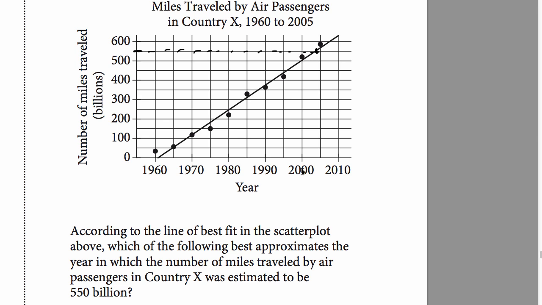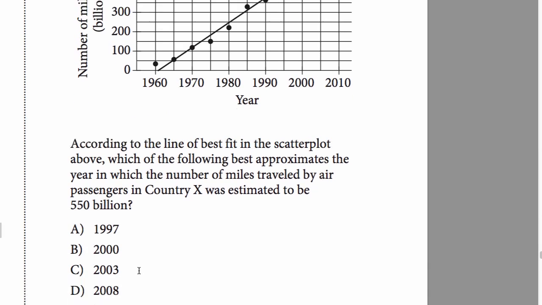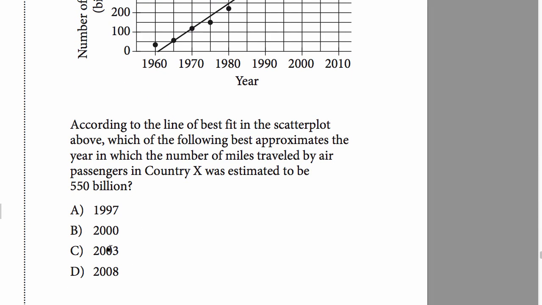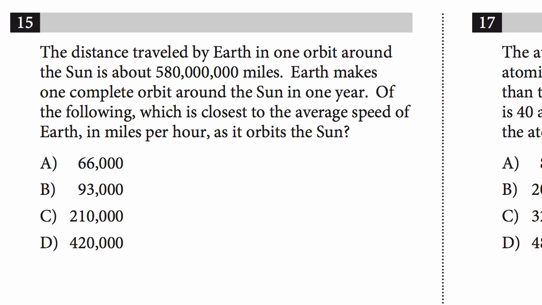So what are the years here? 90, that's going to be 2005. So maybe 2004, I would say. Let's go down. 2003, that's probably the closer one. Choice C, that's it.